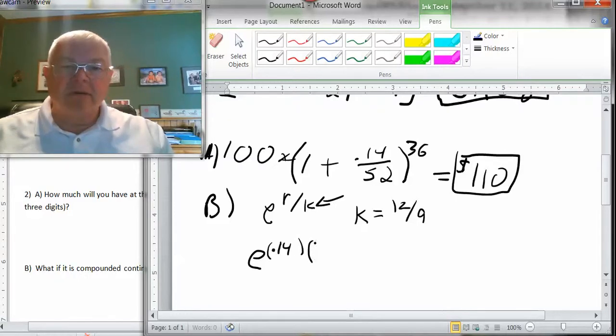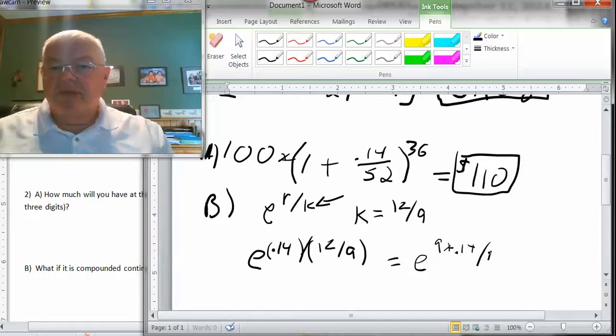divided by 12 over 9, or e to the 9 times 0.14 divided by 12, and I got that. And of course, if we want the interest rate, let's compute the interest rates first. Well, that's right, I get 1.111. So it's 11.1% is what I get in 9 months.